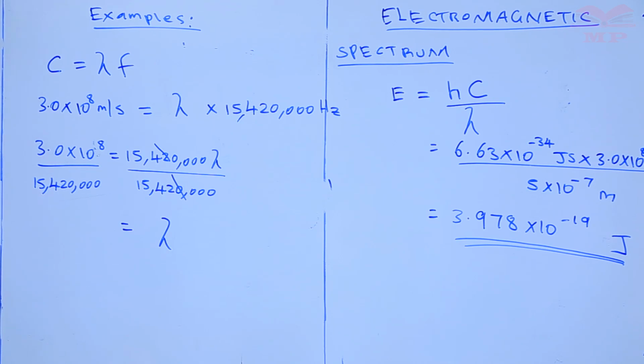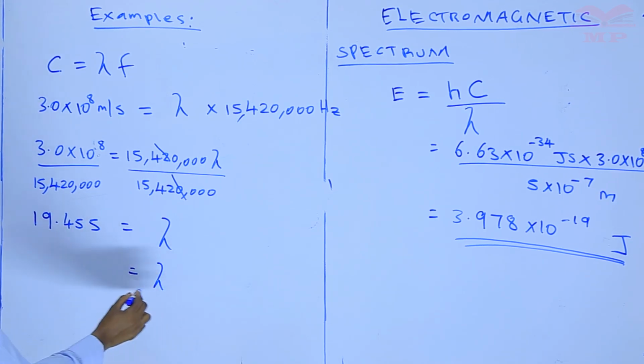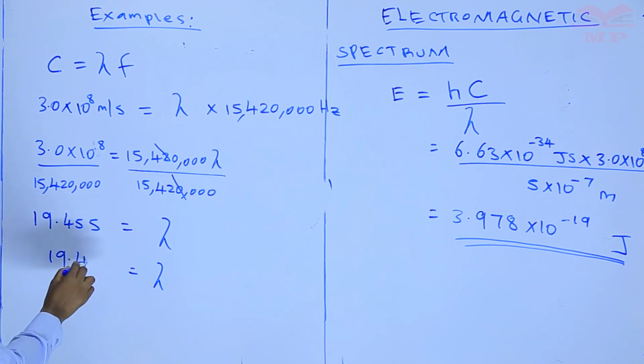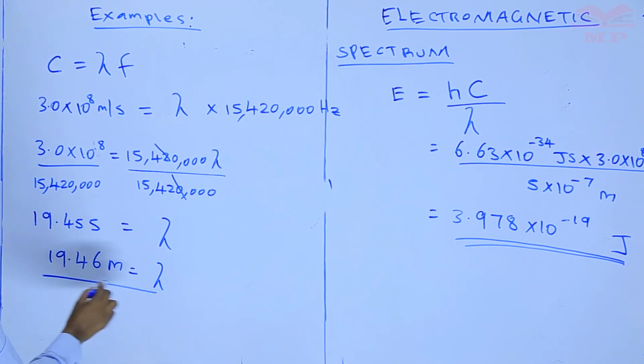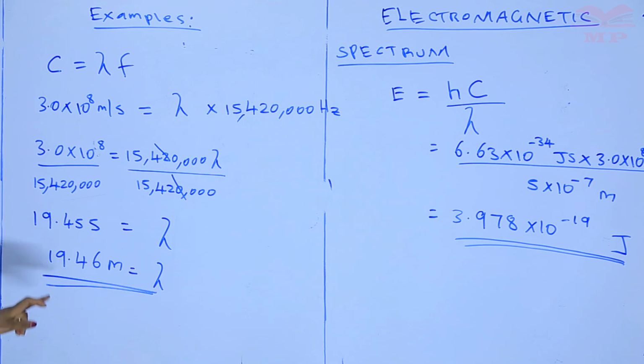We can give our answer correct to 2 decimal places. So you first get to 3 decimal places. We have 19.455. We can round off now to get to 2 decimal places, and we get that our lambda is 19.46 meters. Those are the units for wavelength. So our wavelength is 19.46 meters, and that is now the wavelength of the transmission for those radio waves.